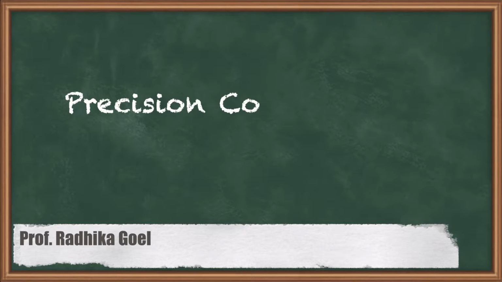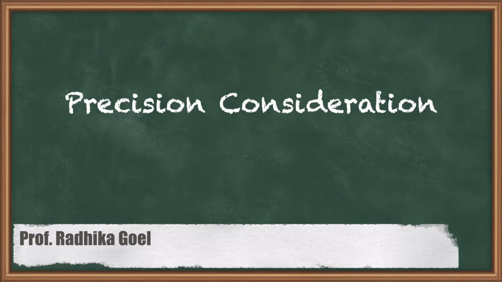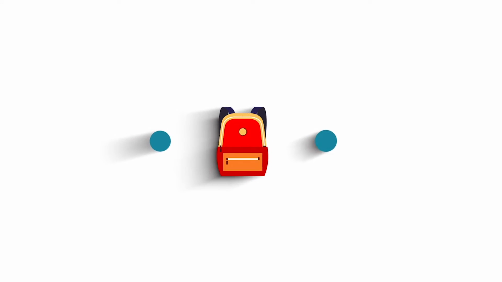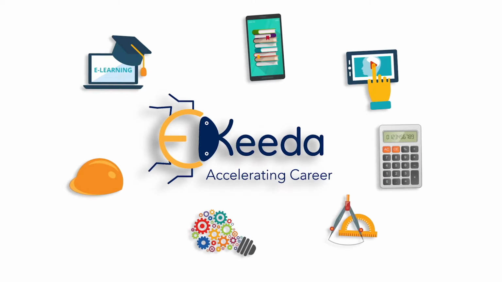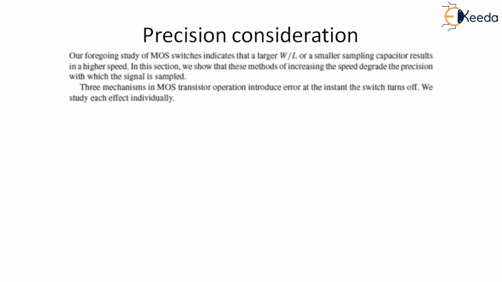Hello everyone, in this lecture we will be discussing precision considerations in the case of a MOSFET as a switch. In this section we will show that the methods of increasing the speed, as we studied in the last lecture, that is, having a larger W/L aspect ratio or a smaller sampling capacitor, degrade the precision with which the signal is sampled.